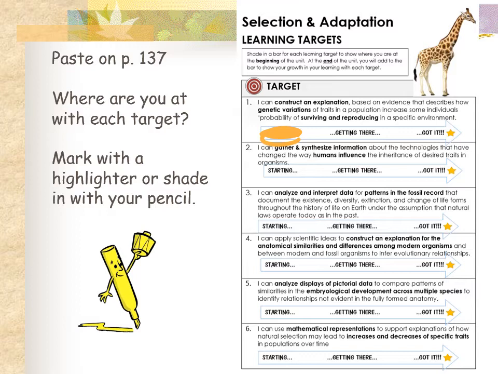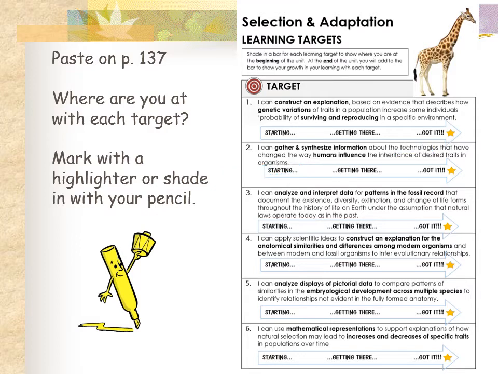Okay. Next on the list, we have gather and synthesize information about technologies that have changed the way humans influence the inheritance of desired traits in organisms. Basically, what this one is, is artificial selection. So if you know what artificial selection is, then you are probably farther along. If you have no idea what that is, then I would say you are starting.